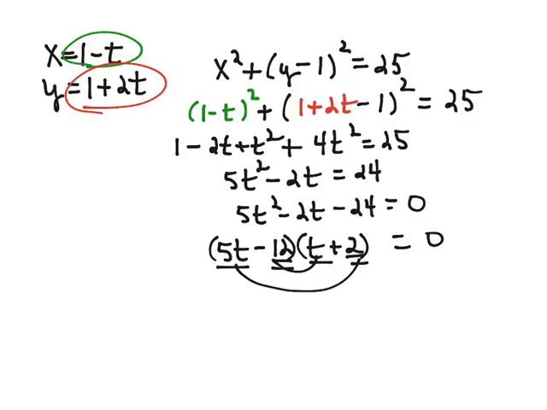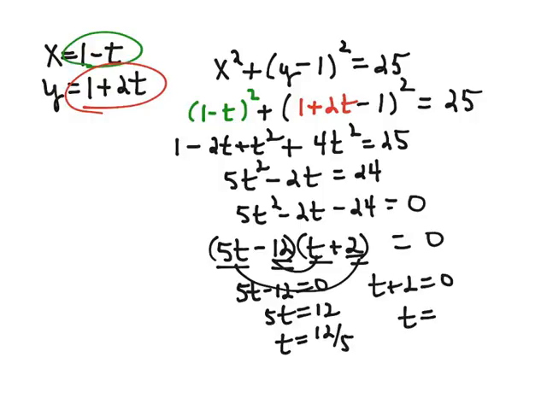Now we're going to take each one of those factors and set them equal to 0. So 5t minus 12 equals 0 gives us 5t is 12, and t is 12/5. And t plus 2 equals 0 gives us t is negative 2. So we've just come up with the when that answers our question. When do the parametric equations intersect the circle? Whenever t is 12/5 and whenever t is negative 2.